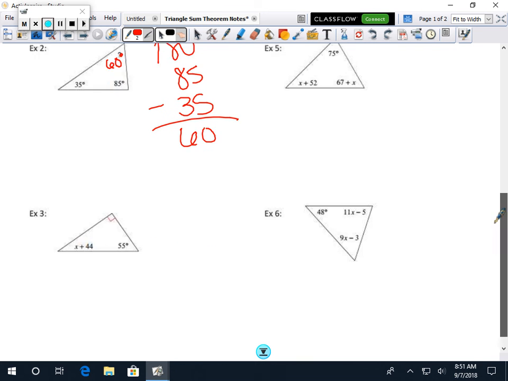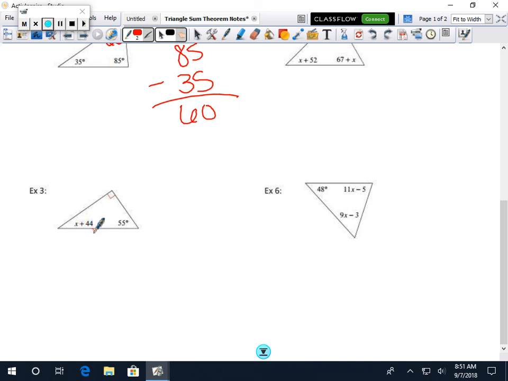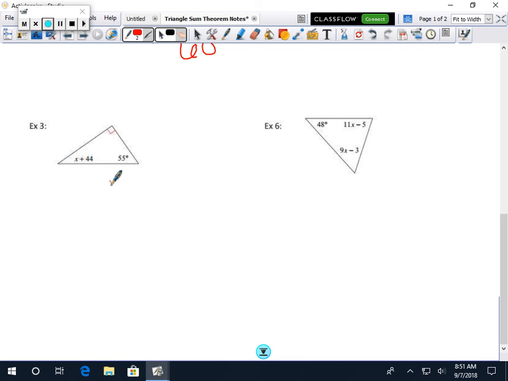So looking at example 3 here, I have x plus 44, 55, and then hopefully everybody knows the little box in the corner means 90 degrees. I want to solve for x here. To solve for x, I'm going to add up everything that I have from my triangle and set that equal to 180. So I have x plus 44 plus 55 plus 90, and I'm going to set that equal to 180.